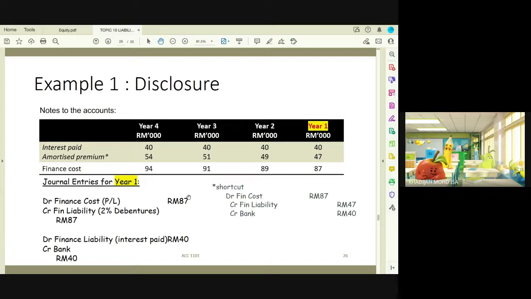Journal entries for year 1, debit finance cost, credit financial liability.